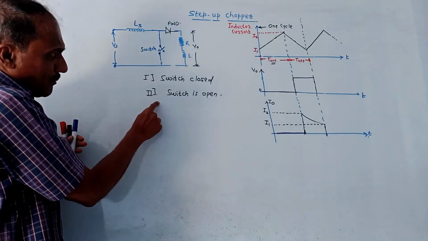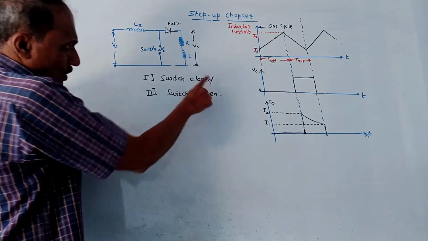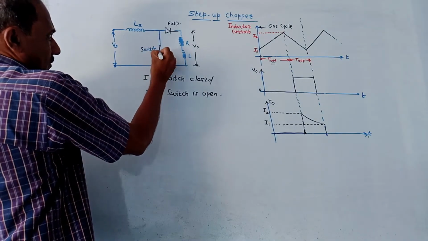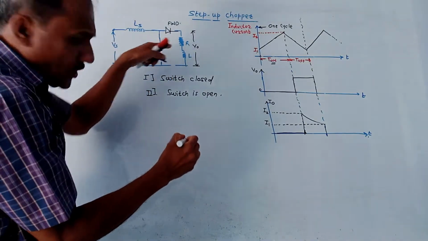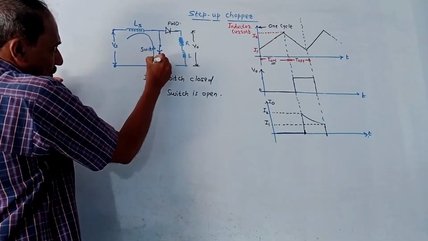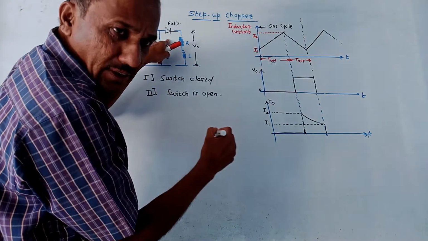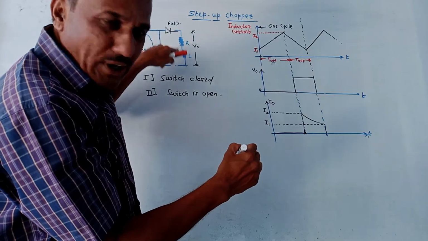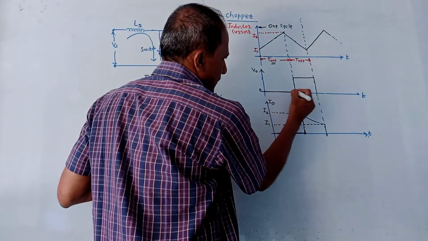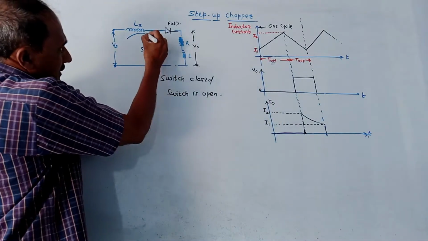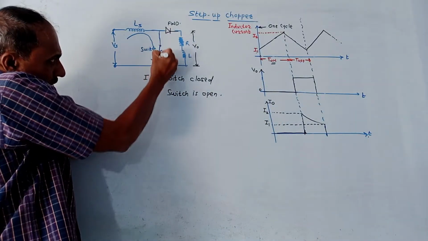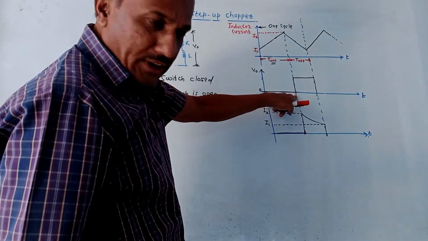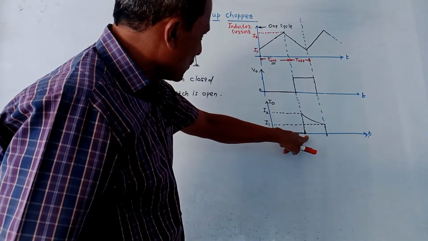There are two modes of operation. First, the switch is closed. Whenever the switch is closed, this part will act as a short circuit. Due to the short circuit, the entire current will flow through this branch and no current will flow through the FWD and through this output RL. So output voltage will be 0. It is very simple. When this switch is closed, due to the short circuit no current goes to the output, so output voltage is 0. Similarly, output current is also 0.